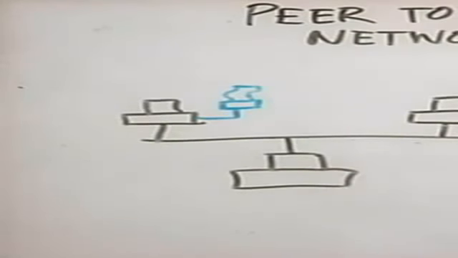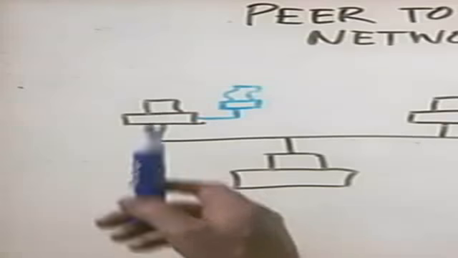Now, there's a lot of benefits to a peer-to-peer network. First of all, it's very easy to implement. In other words, you could take a whole bunch of Windows XP workstations, for example, and create a peer-to-peer network. You can share printers, share storage. You don't have to go to any trouble to configure this. All you have to do is share your resources. It's very easy to implement.